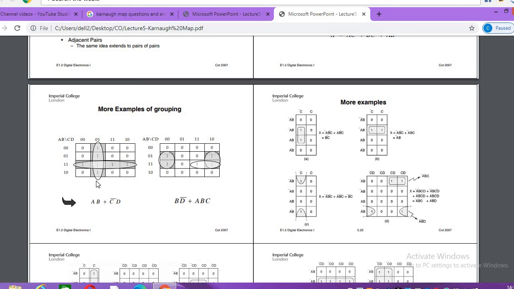And consider these 4 ones. What is the common thing here? Now see, 0, 1 is present in all the ones, but these change. So 0, 1 means 0 is C prime and 1 is D. So the common thing is C prime D. So the expression is AB plus C prime D.